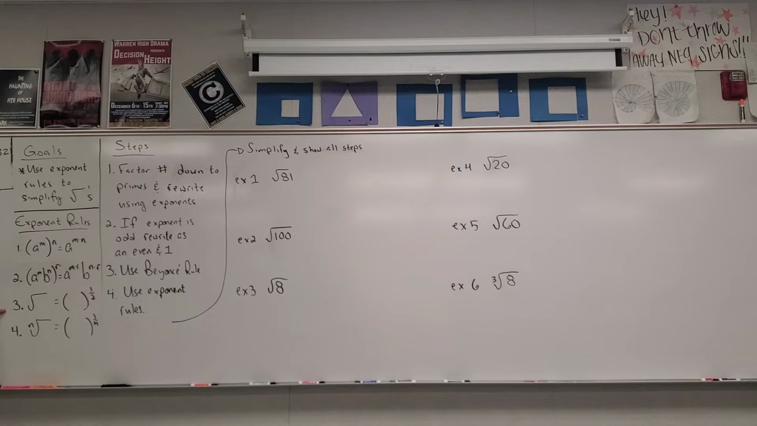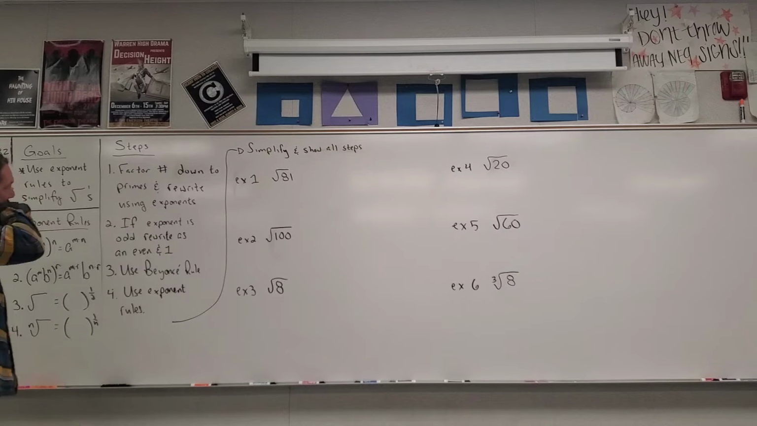Our third rule, which you're probably not aware of, is that a radical has an exponent value of 1/2. And the last rule is if I put a number in the front, which is called an index, but don't worry about that, what this is saying is the nth root is equal to the power of 1 over n.